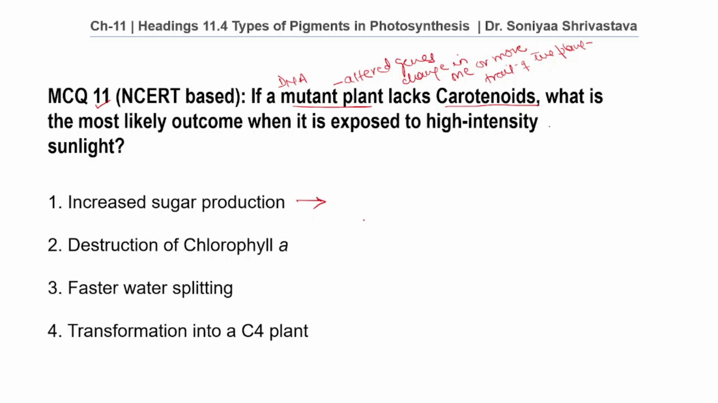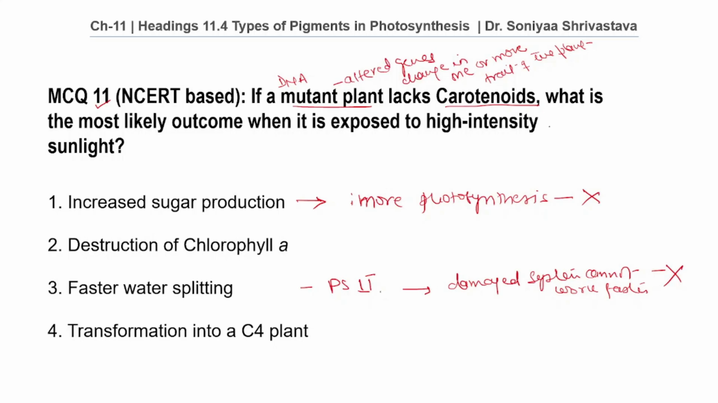High light does not always mean more photosynthesis. Without carotenoids, plant cannot safely handle excess light energy. Instead of producing more sugar, plants suffer damage. So this option is wrong. Now see option number 3, faster water splitting. Faster water splitting occurs in photosystem II. But without carotenoids, the photosynthetic machinery becomes damaged under the strong light. So a damaged system cannot work faster. So this option is also wrong.